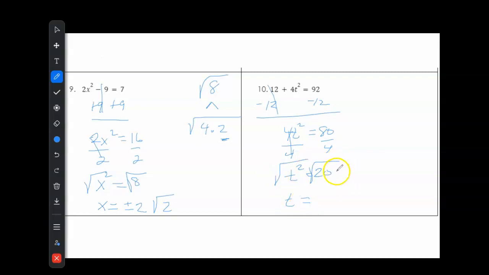t equals, we don't know the square root of 20, so we have to figure out what the answer is. Square root of 20. If we take 20 apart, we can use 10 and 2, but we could also use 4 times 5, which helps us because we know the square root of 4 is 2. So 2, and then the 5 is stuck.